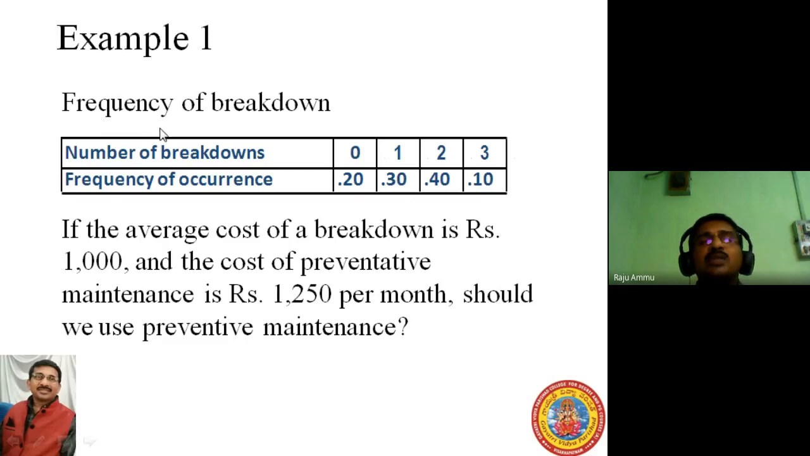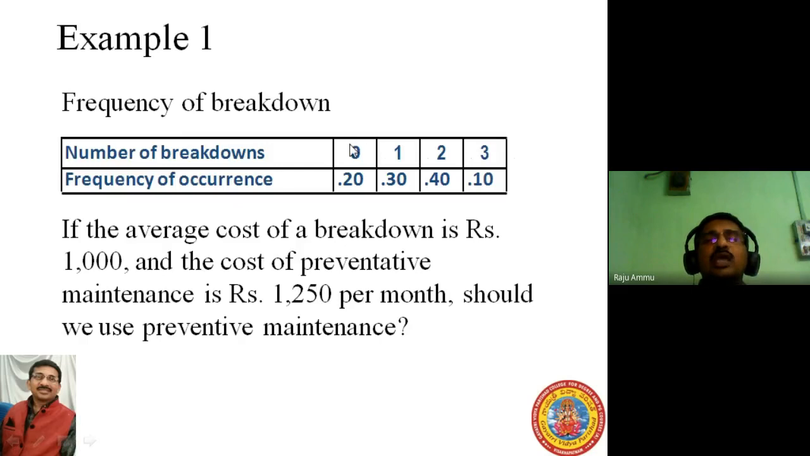XYZ company has a frequency of breakdown of its machine. I repeat, friends, XYZ Limited has a frequency of breakdown of its machinery as follows. The number of breakdowns is 0, and 0 breakdowns has a frequency of occurrence of 20%. Number of breakdowns and frequency of occurrence is given, friends. I am trying to explain the given problem only.